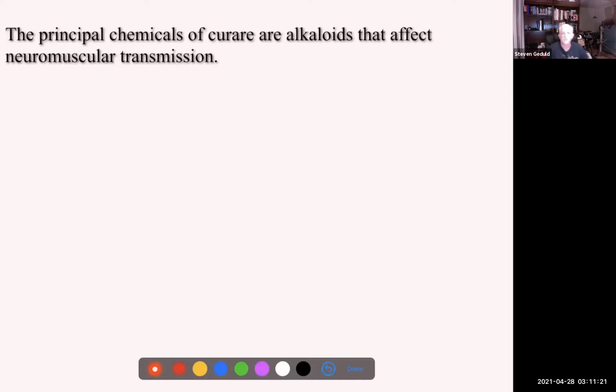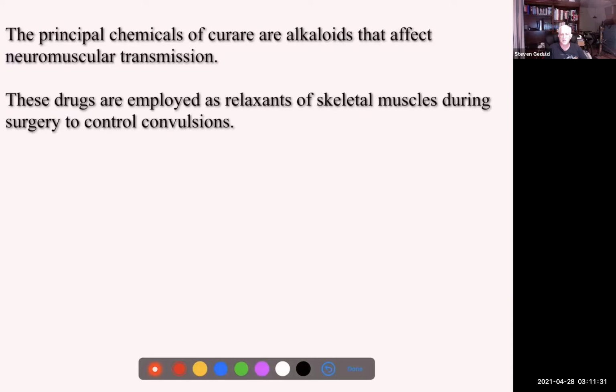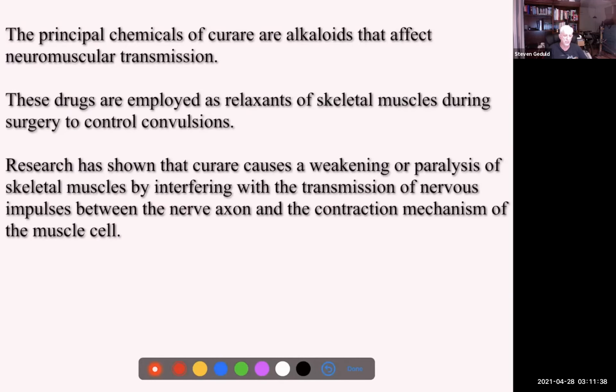Now, curare are alkaloids that affect your neuromuscular junction also. They affect it in a different way. These drugs are employed as a relaxant of skeletal muscles during surgery to control convulsions. Research has shown that curare causes a weakening and paralysis of skeletal muscles by interfering with the transmission of nervous impulses between the nerve axon and the contraction mechanism of the muscle cells. So curare gets in there and stops the contraction, the exact opposite of sarin gas that works on the enzyme.